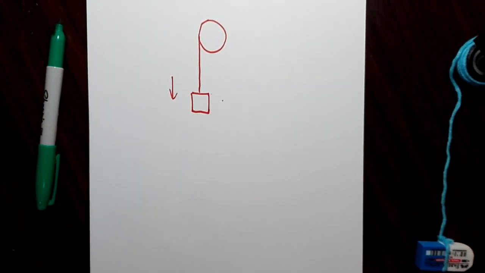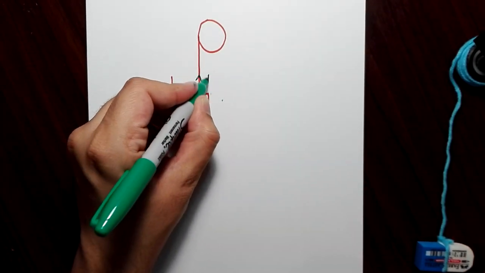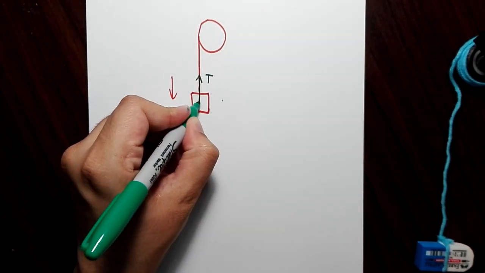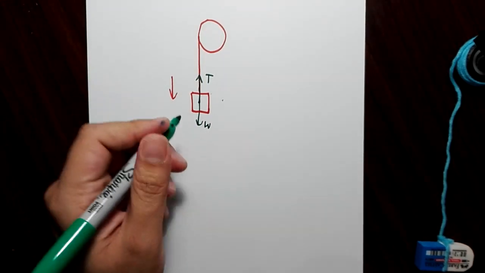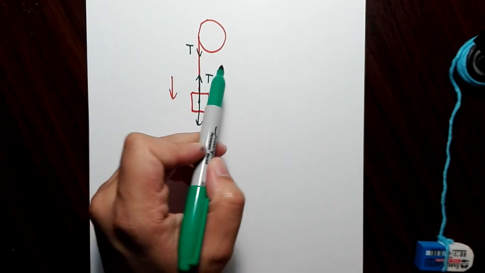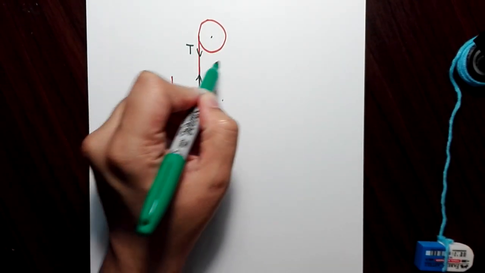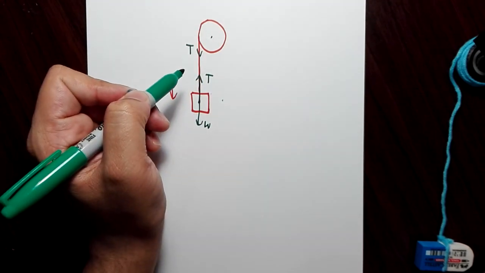Now the first thing we can do is to look at the forces acting on the block. So there's tension in the string, and then there's the weight of the block. The tension acts over here also. The tension is the reason the pulley is rotating. So tension, you can say, provides the torque to rotate the pulley.